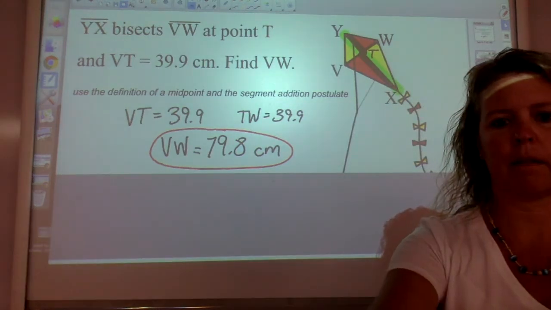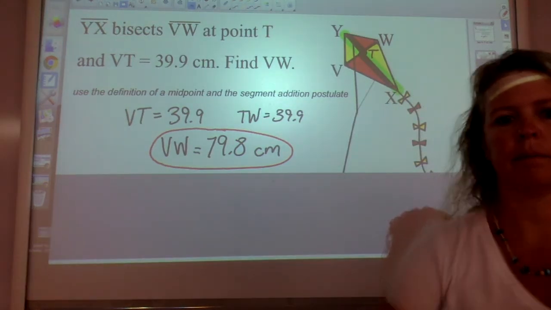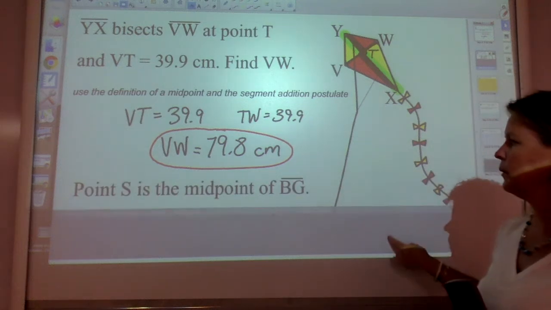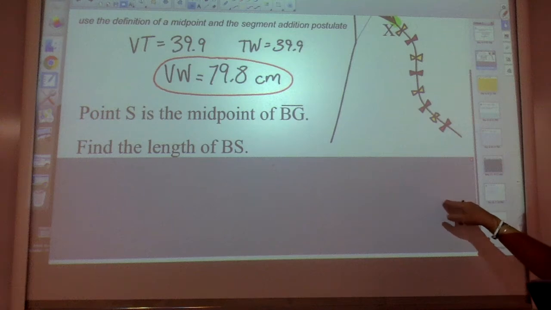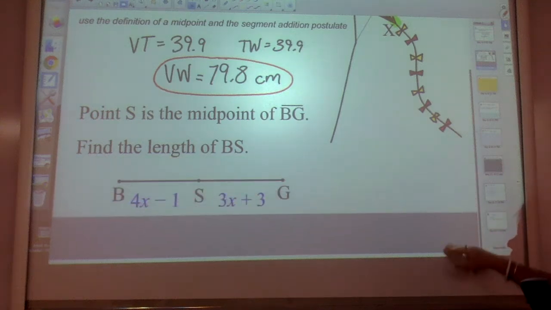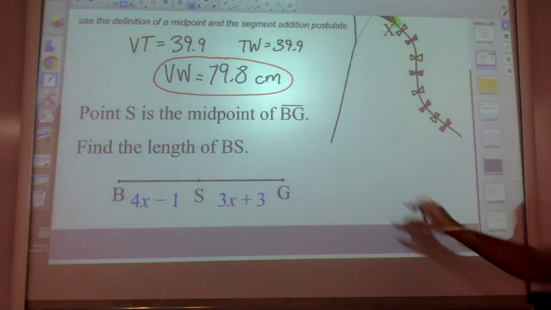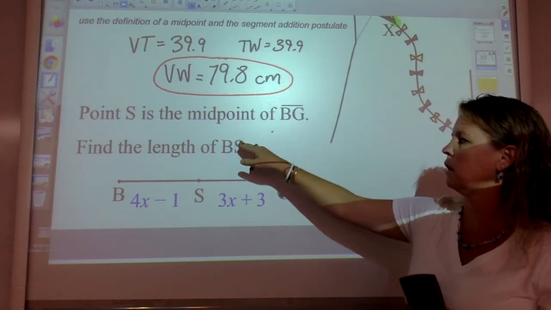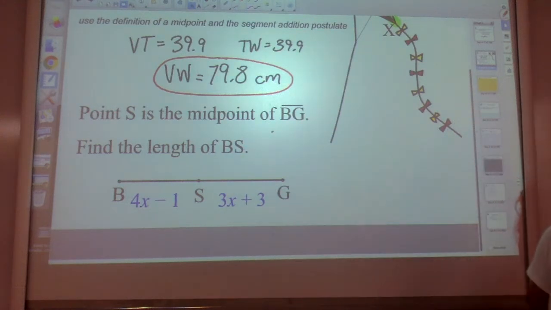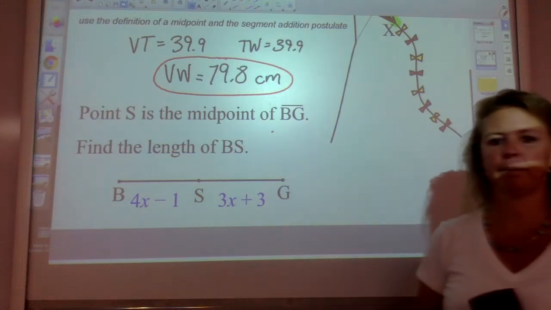Okay, next up, point S is the midpoint of segment BG. Find the length of measure BS. And when we're talking about a segment, we use a bar. When we're talking about length or distance, we don't. Go ahead and draw that. Here's where the algebra comes in.